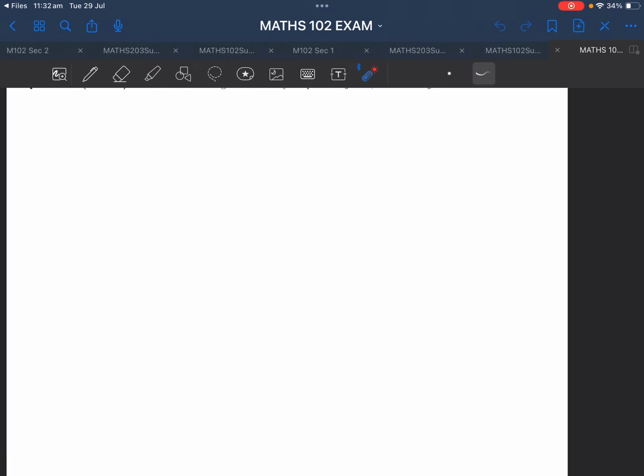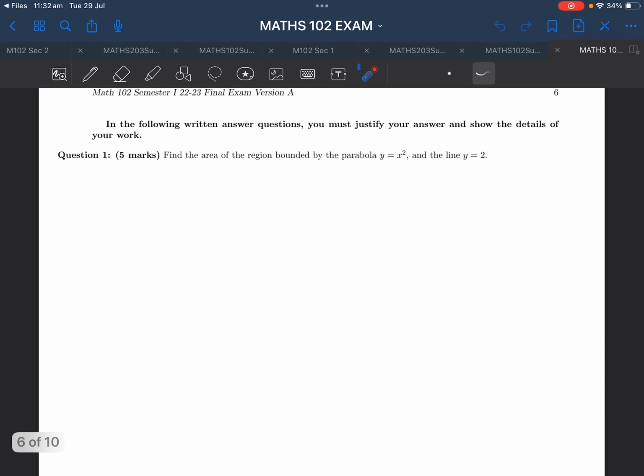If we go to the first question here, it says find the area. So I need to find the area of the region bounded by the parabola and the line. Now, if you remember how we solved the area question, we start first by sketching the region. So first step, sketch the region.